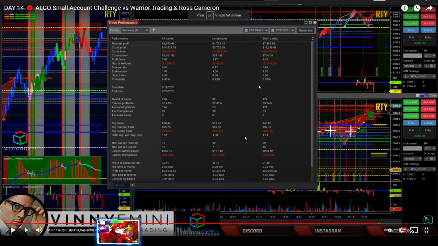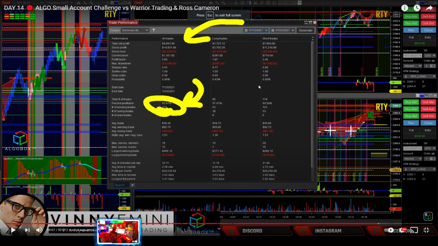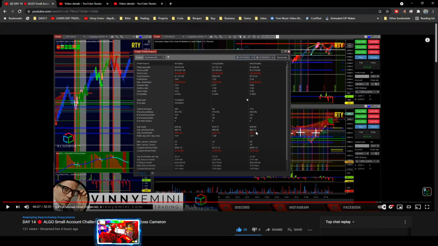If you reset to Ross's week 2, where he reset and no longer used leverage, we are up 9,600 and some change. So these are the stats for that. 65% profitable, profit factor even a little bit better, 2.85. So winners being 2.85 times the size of the losers on that.